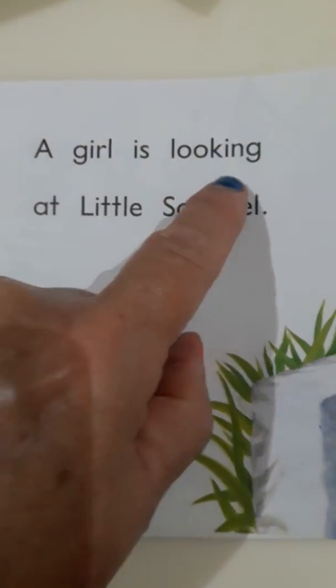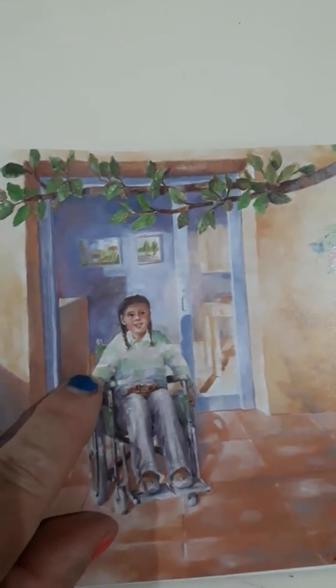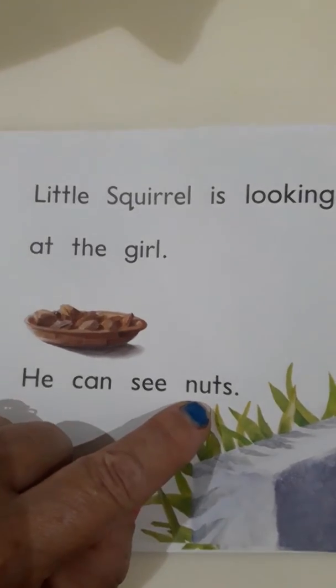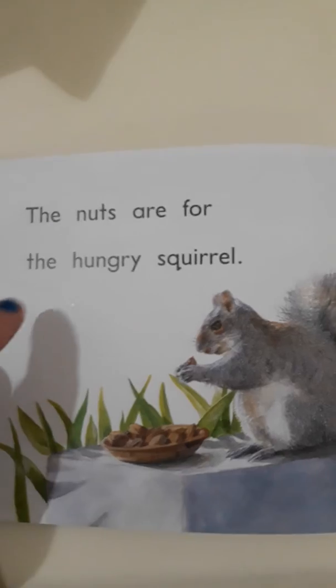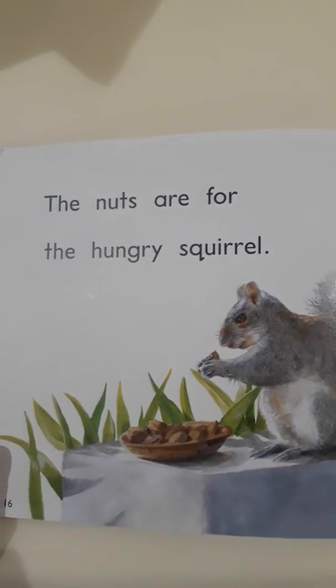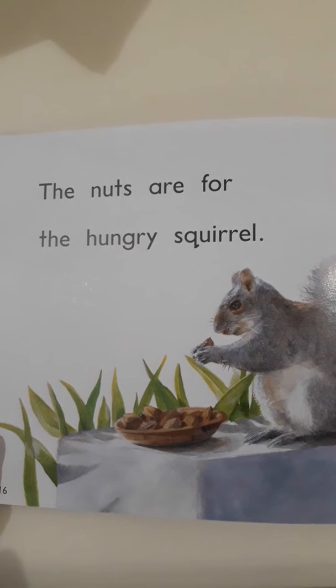A girl is looking at little squirrel. Now in the picture, I can see that the girl is coming outside and she has something on her lap. Little squirrel is looking at the girl. He can see nuts. The nuts are for the hungry squirrel. Okay, so now we've finished the story.